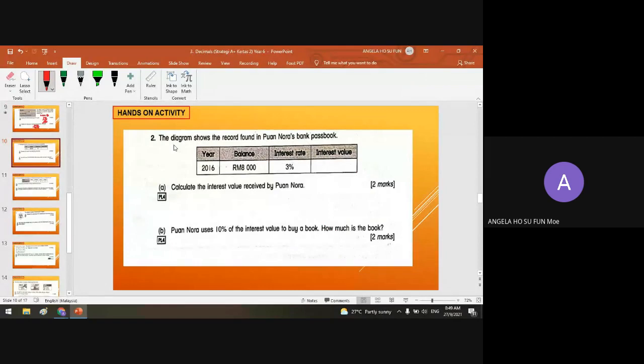Number 2. Okay, here you can see the diagram shows the record of funds in Puan Nora's bank passbook. Okay, you see year 2016, the balance inside the bank passbook is 8,000. Interest rate given is 3%. Okay, what is the interest value received by Puan Nora? That's the first question. And B, Puan Nora used 10% of the interest to buy a book. How much is the book?